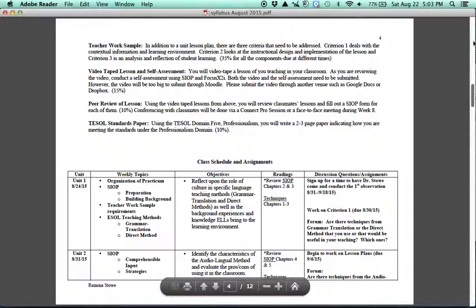And finally, your final assignment is a TESOL standards paper. You've done this in other courses, but we'll be looking at Domain 5, Professionalism, and writing your paper indicating how you're meeting that standard.